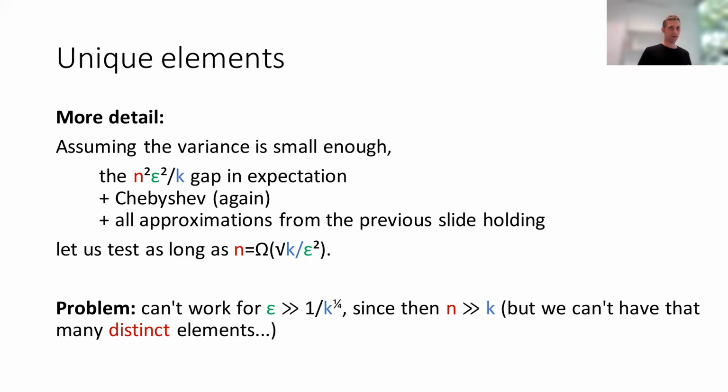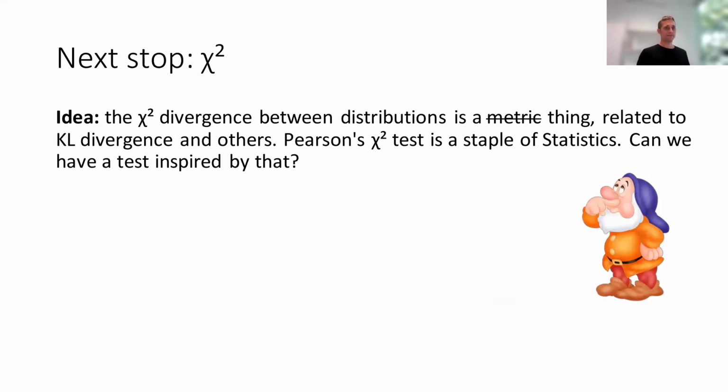Now on to the third algorithm, chi-square. Again, if you've taken some statistics class, there's Pearson's chi-square test that appears everywhere. What we want to argue is that it also works in that non-asymptotic regime. So really what we want to be able to say is, here's some value of n as a function of k and epsilon, square root k over epsilon squared, such that if you take that many samples, then you can conclude.